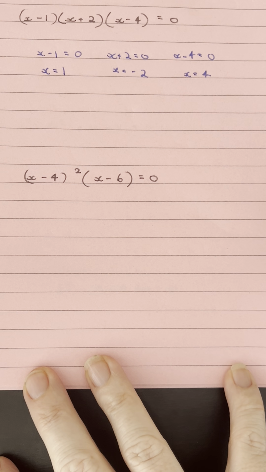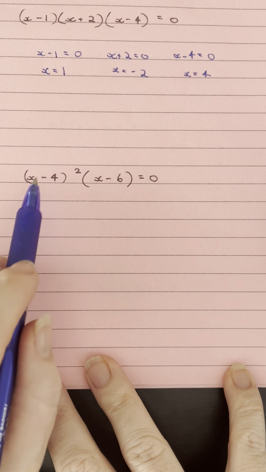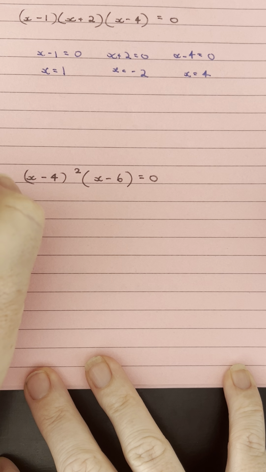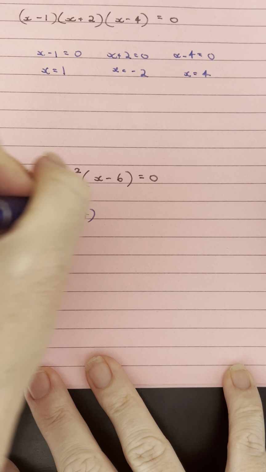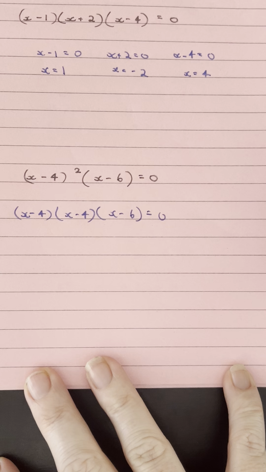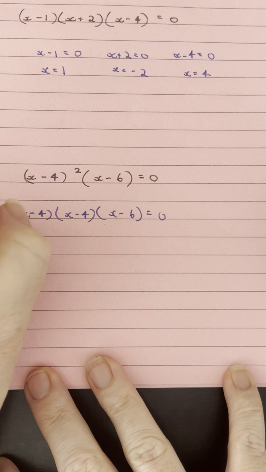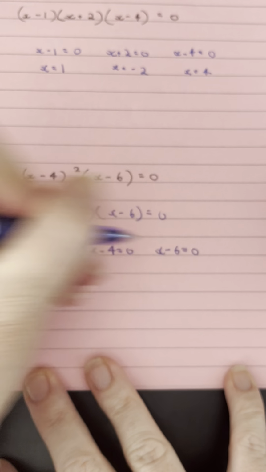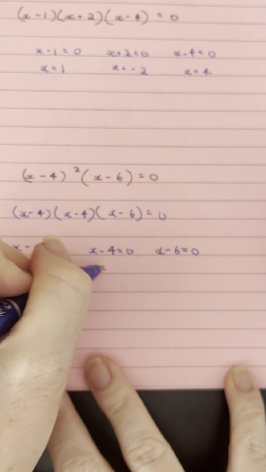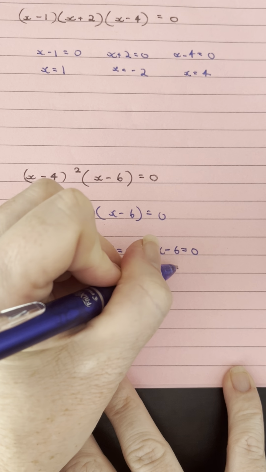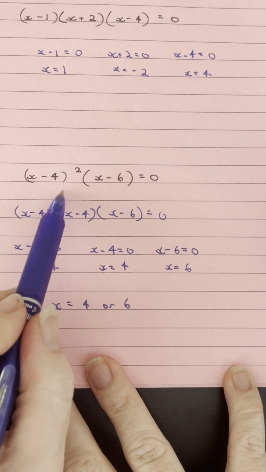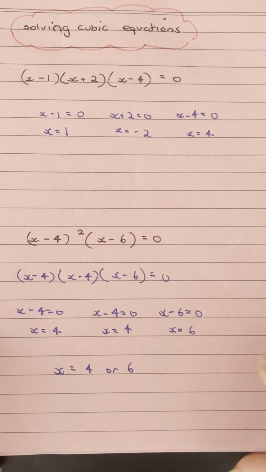In the next one, slightly different in that we've got an (x minus 4) squared. That means that we're only going to get two answers for this, because we know that that would be (x minus 4), (x minus 4), (x minus 6). So when we did our null factor law, we would get x minus 4 equals 0, x minus 4 equals 0, or x minus 6 equals 0. So x would equal 4, but it also equals 4 there, and then here it would equal 6. So then we would have x is equal to 4 or 6.